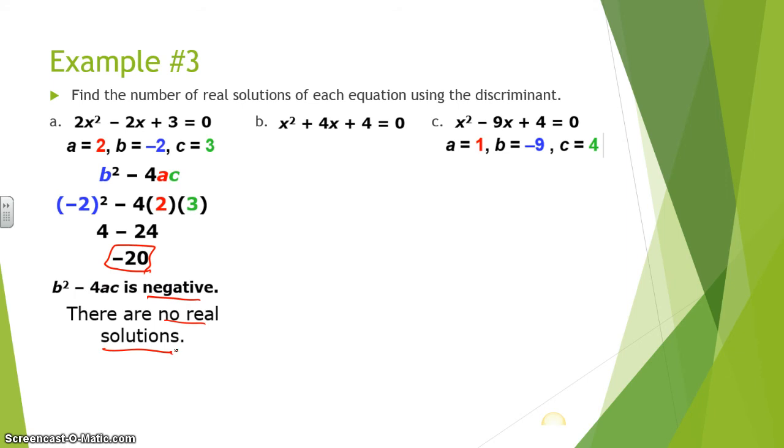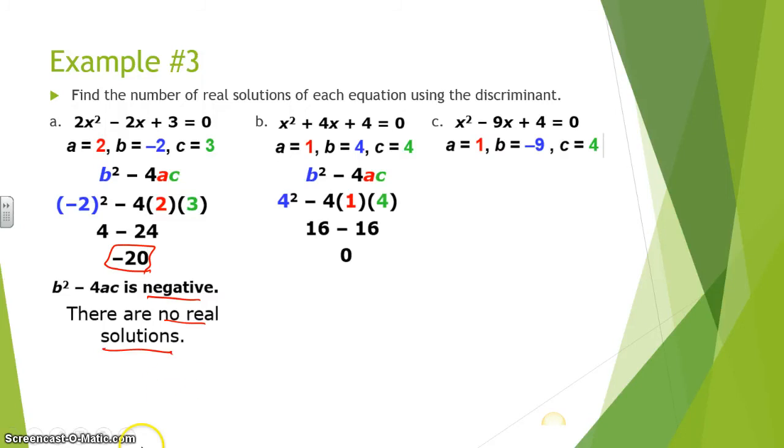Next one, we have x squared plus 4x plus 4. So again, my a is 1, b is 4, c is 4. Setting it up using b squared minus 4ac, you substitute your a, b, and c values into the formula to simplify to get 0. Since this is 0, there would be one solution.